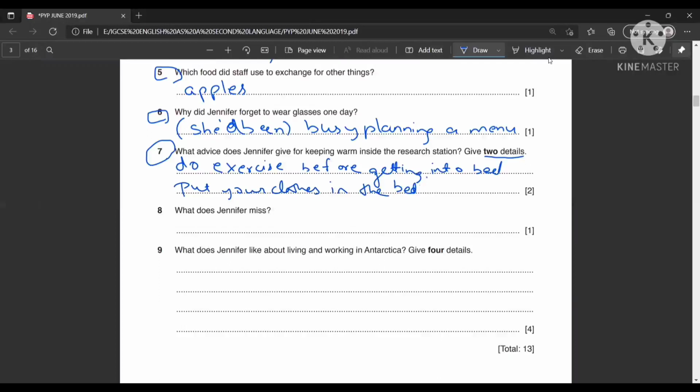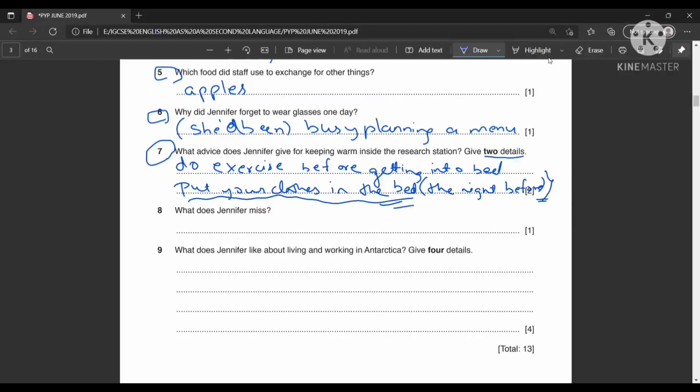Okay, you can also write the night before, but if you're going to just write, put your clothes in the bed, then also it's okay. And always remember that don't cross this line, okay? If you're not able to write the entire sentence, you can just write this much, put your clothes in the bed. It will also be correct. You'll get full marks.